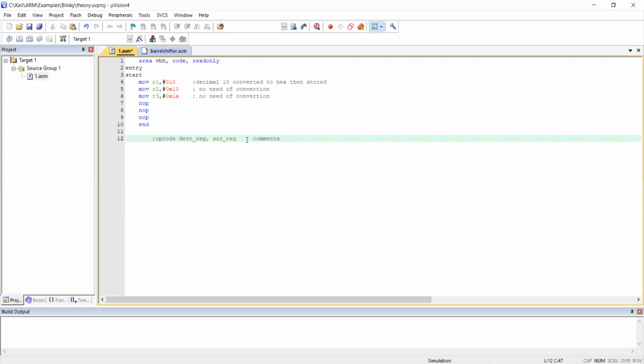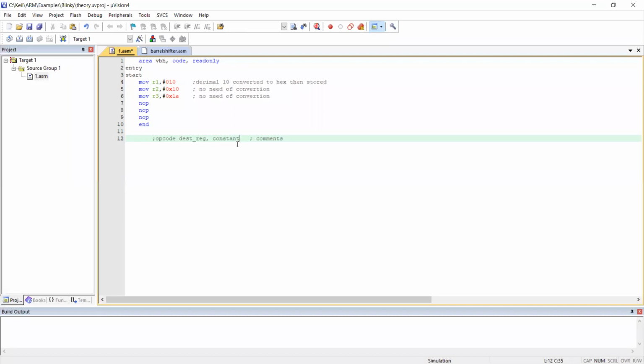Is there a comment? Yes. Is there a destination register? Yes, that is R1 here. Is there an opcode here? Yes, that's a move. So now what is not there? Not there is the source register. Instead of source register, what I have is one value. You can think of it as a value, or the exact name is constant. 10 is a constant.